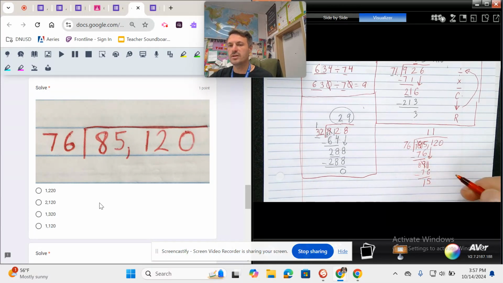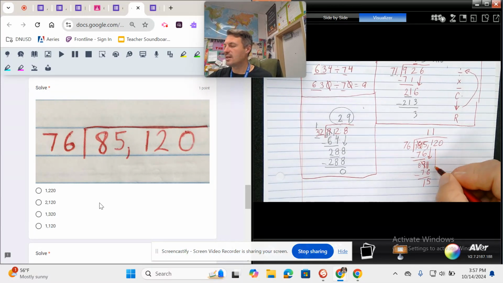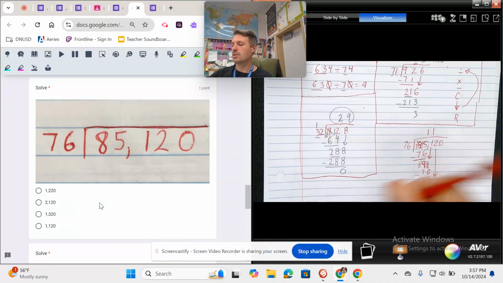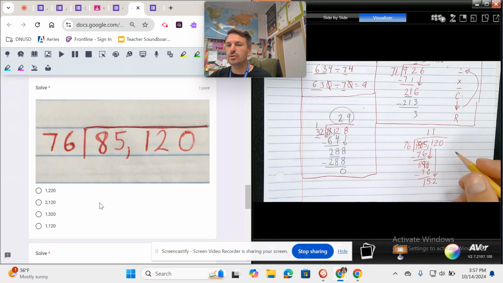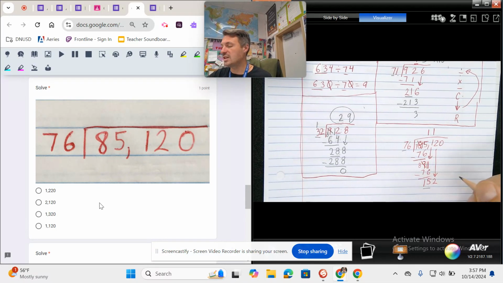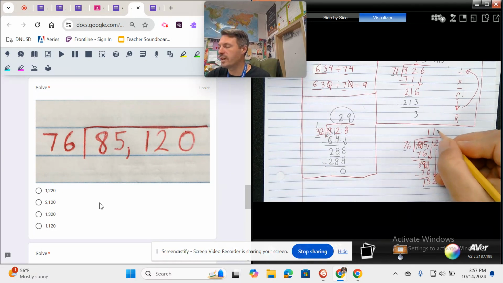Is 15 smaller than 76? Yes. Now we bring down the 2. Now we're dividing 76 into 152. That's kind of hard, but look at the 7 and look at the 15. Since 7 can fit into 15 twice, perhaps 76 can fit into 152 twice.